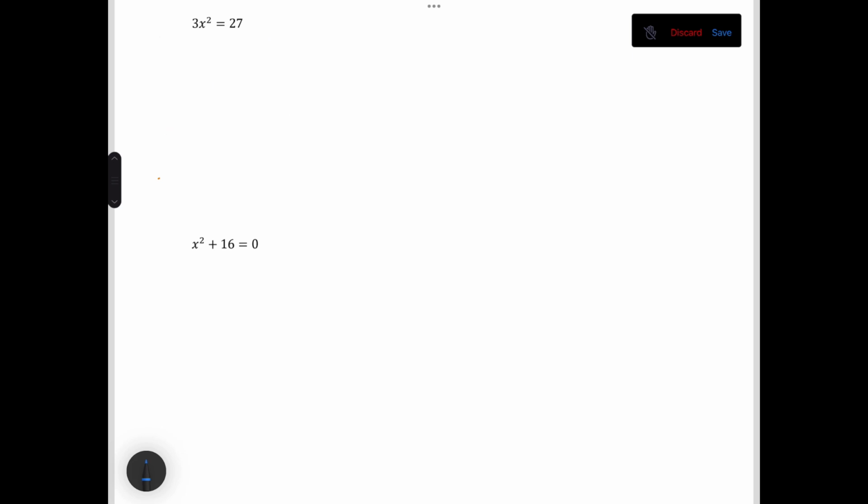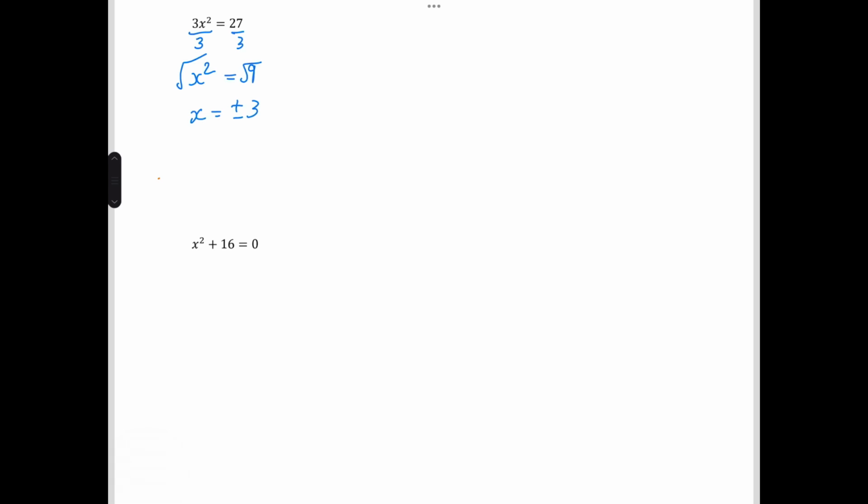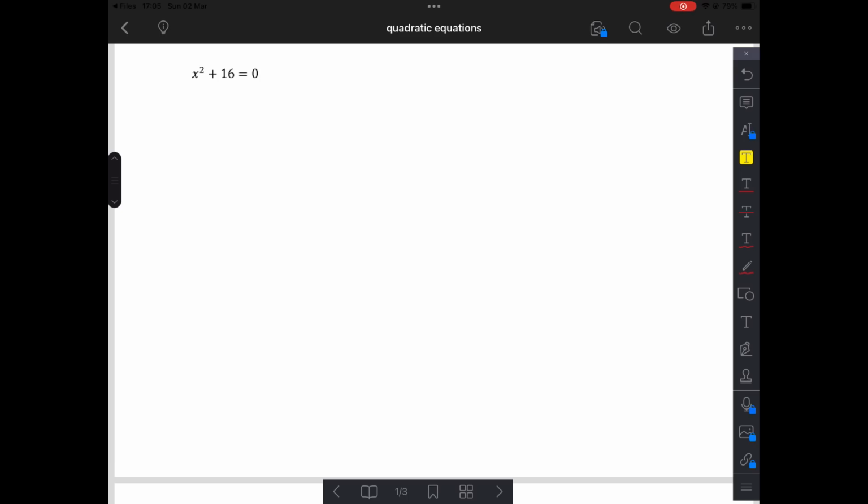Can you see there's a coefficient in front of the variable, and it's not a perfect square? So we divide by 3 to get rid of the 3. So then x squared equals 9. Now we can square root both sides, and therefore x is equal to plus minus 3. Okay, let's move on to the next one. You can pause the video for the next one, and then you can write your answer down.